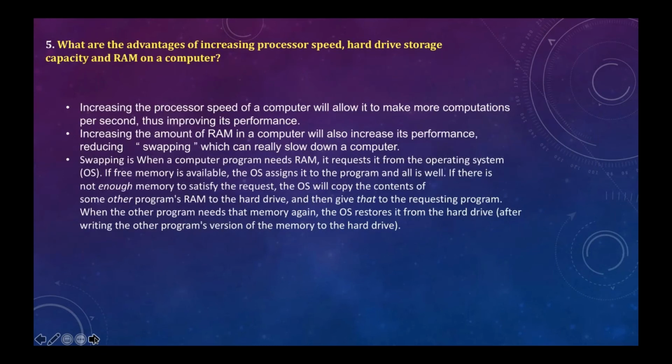And then the next question is, what are the advantages of increasing your processor speed, hard drive storage capacity, and RAM on a computer? So when you increase your processor speed, you are freeing up the memory of your computer. It means that it can perform the tasks much faster. It reduces what is called swapping. So if you have many programs that are opened on your computer, you'll notice that it is slow in responding when you give it commands. So when you free up the RAM, that helps the computer to be able to execute the commands that you give much more easily.